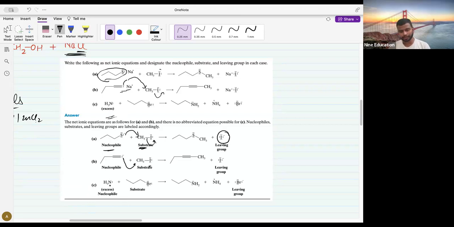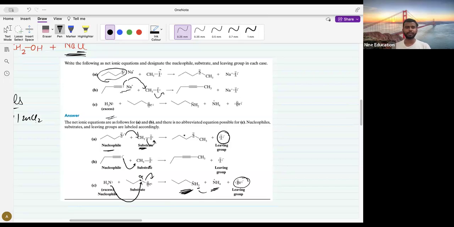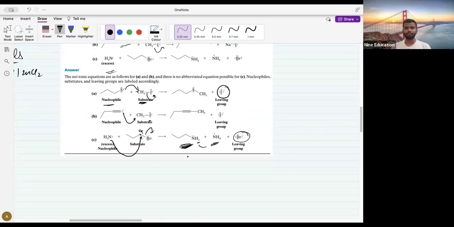So this nitrogen which will act as a nucleophile will attack this carbon bearing the bromine, attacking the alpha carbon and removing the bromine. Here it forms NH3, but one hydrogen will come out and give NH4 positive. So here it will make amines. So this nucleophilic substitution reaction helps us substitute these nucleophiles on any substrate and remove the leaving group.